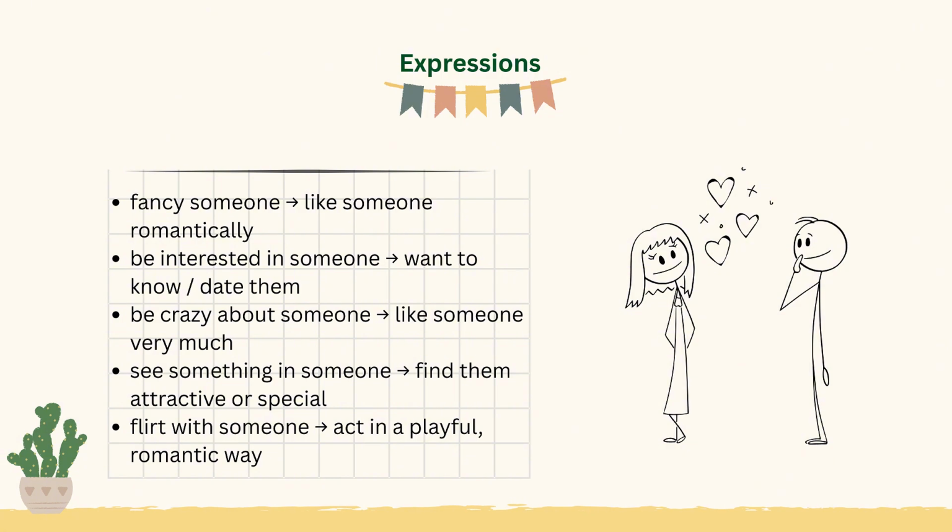To see something in someone means you find something special or attractive in them, even if others don't understand it. And finally, to flirt with someone means to behave in a playful, romantic way, often without saying it directly. These expressions are informal, natural, and used all the time in real conversation.